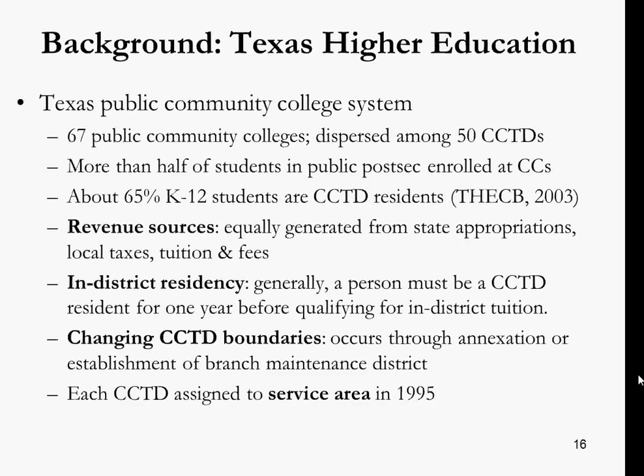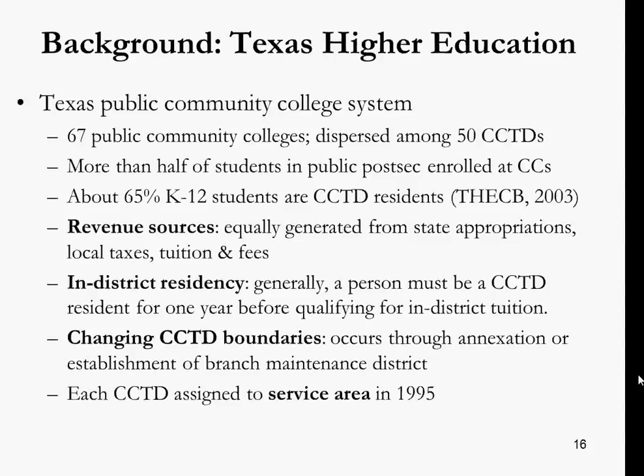There are about 67 public community colleges in Texas, contained within 50 of these community college taxing districts. So some districts have more than one community college within them. Plus, these are what we would consider the main campuses. There are satellite campuses, so they may rent out space in a high school somewhere and use that to have courses. More than half the students who go to higher ed in Texas go to community colleges.